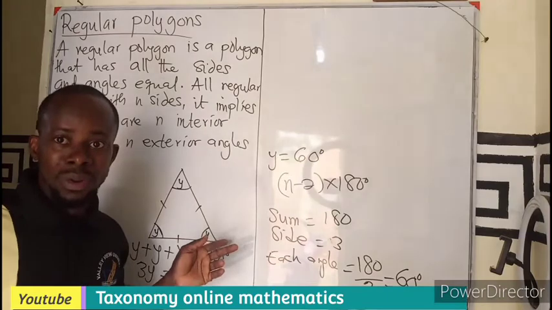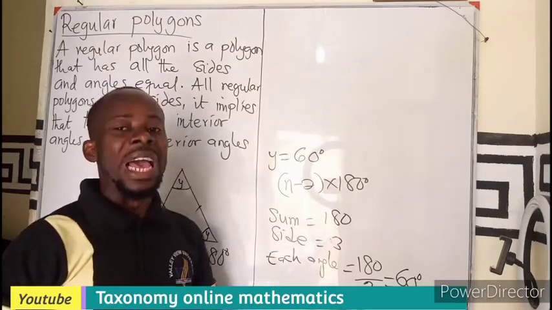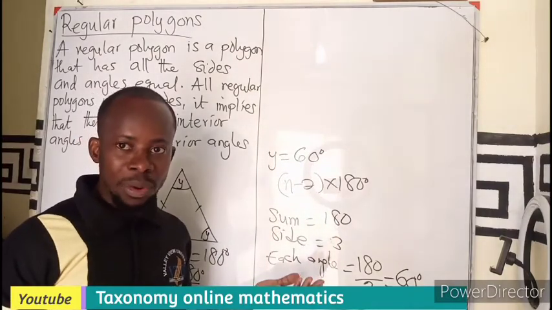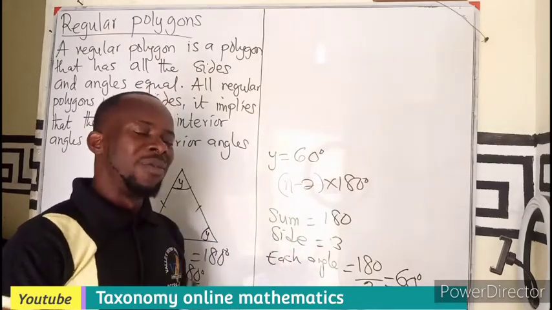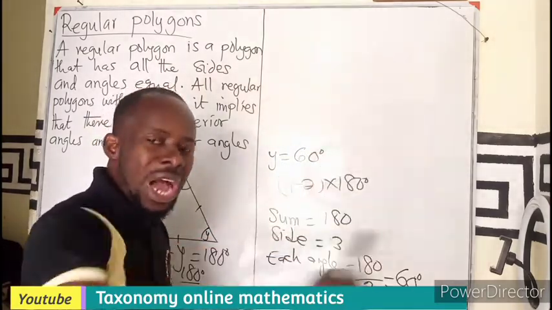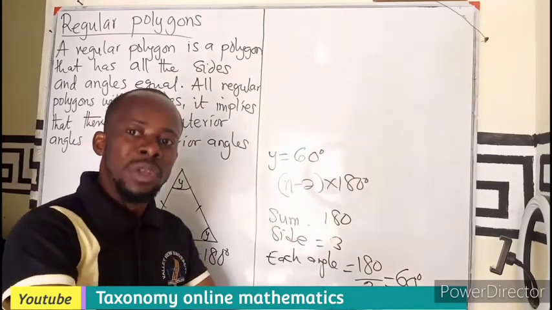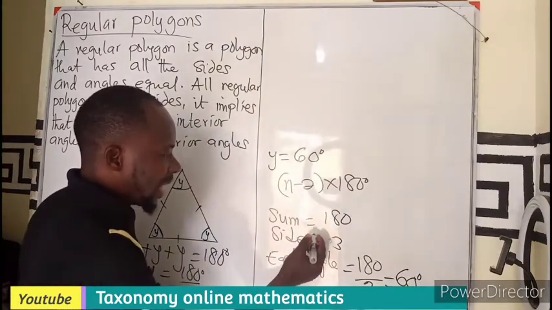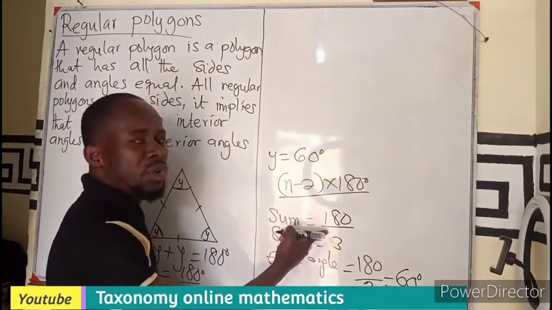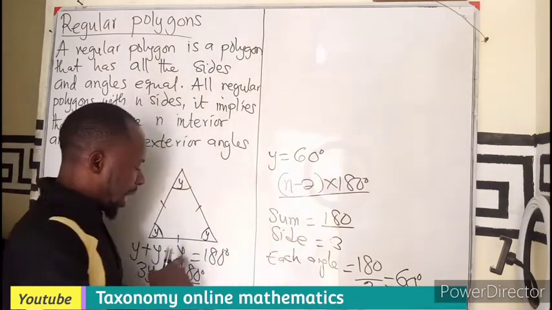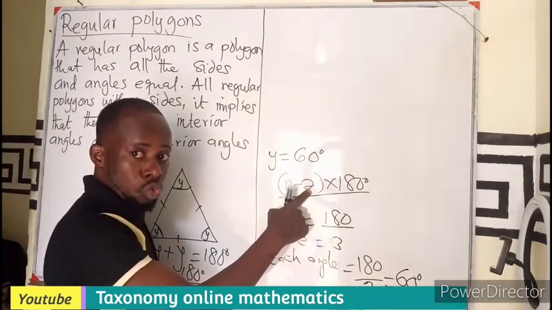That is the case of a triangle. Imagine you were given a polygon with 12 sides. You would not be able to tell the size of each of the individual angles. So if you are given the sum of the interior angles, you divide it by 12 in order to get the value of each individual angle. The 180 we have here is actually the sum of the interior angles. When I put the number of sides as 3, 3 minus 2 will be 1.